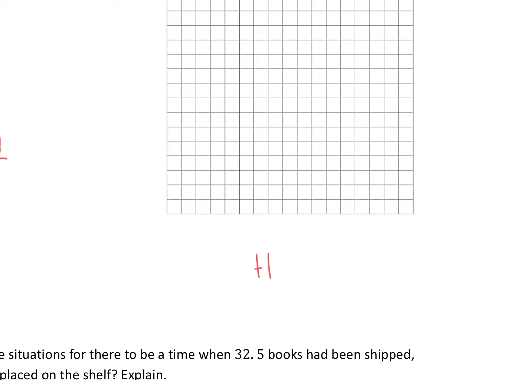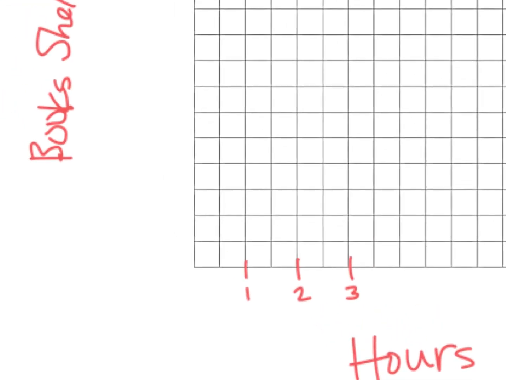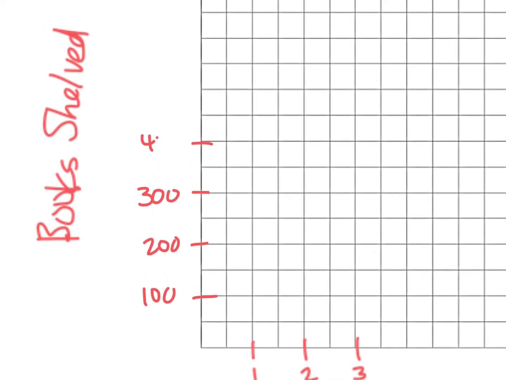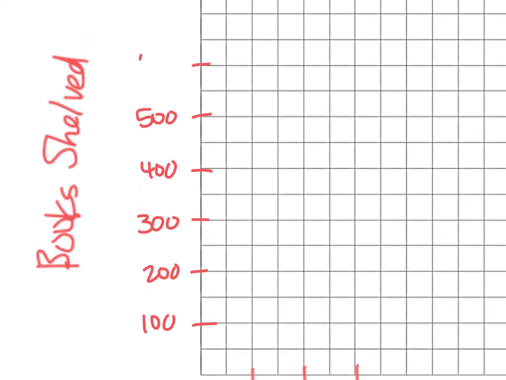So over here we'll have hours. I'm going to do this one a little bit differently. And over here is books shelved. So I'm going to go every other box will be 1 hour, just to kind of spread it out. And I'll show you why in a moment. And then over here, let's go every other box is 100 books shelved. That will also spread out my y-axis.